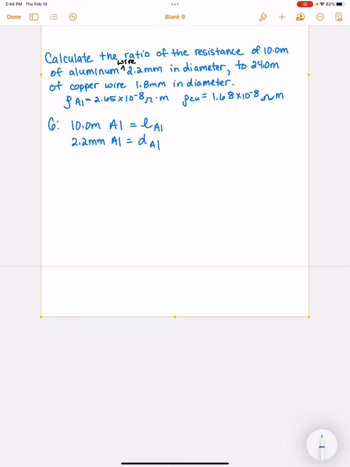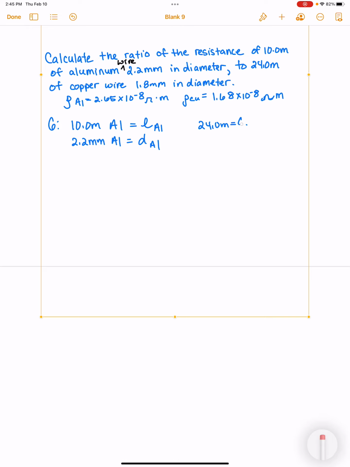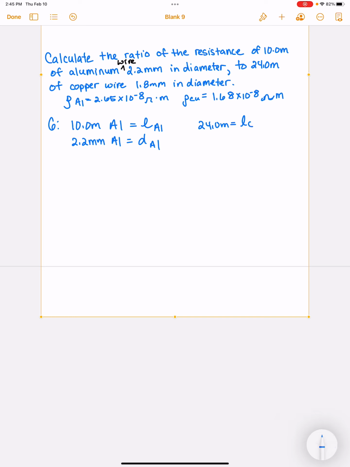Okay, and then we also have 24 meters of copper. So let me do this. Okay, and that is 1.8 millimeters. So that's the diameter of our copper. And we can also go ahead and just change these to make them easier to plug in when we need them, if that helps you.